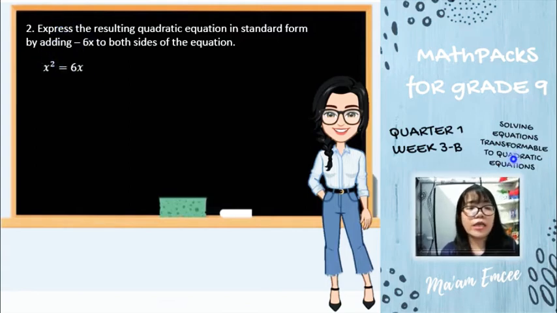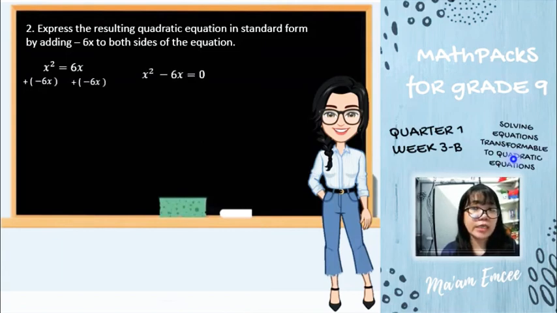So we add x squared and negative 6x, and we add 6x and negative 6x. So x squared plus negative 6x is x squared minus 6x. We have merged these two operations here, positive and negative. So positive and negative is just equal to negative. That is why we have subtraction here.